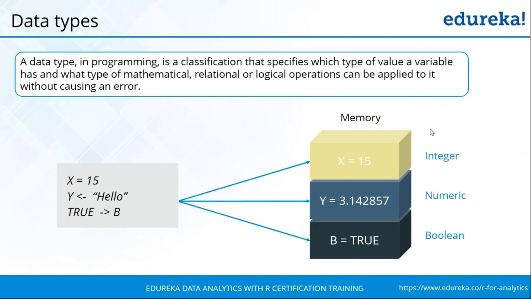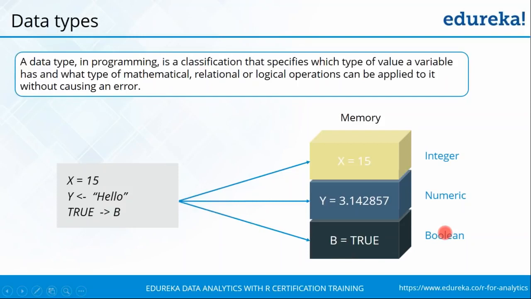Now if you take a look at the image below here, you can see although we are creating three different variables, they each belong to a different data type. Now let's say x is equal to 15. This can be considered to be an integer type, but when you say y is equal to 3.142857, this is considered to be a numerical value. And finally when you say b is equal to true, then this is classified as a Boolean variable.